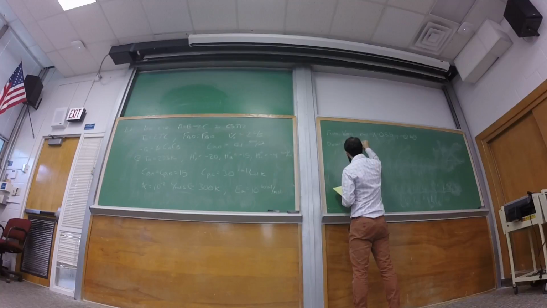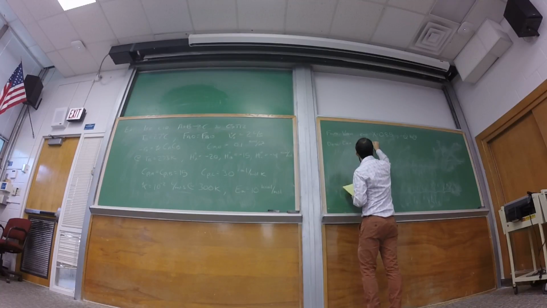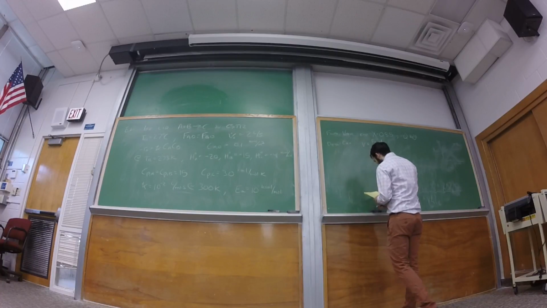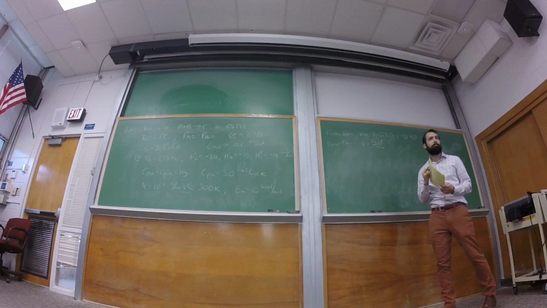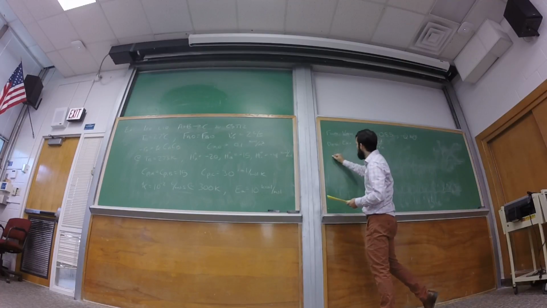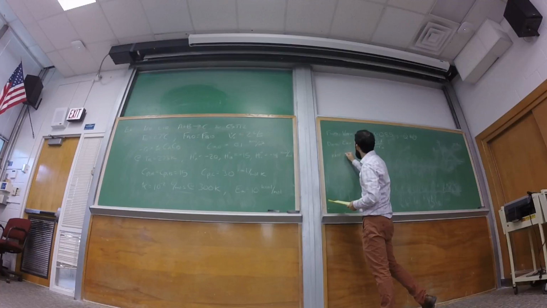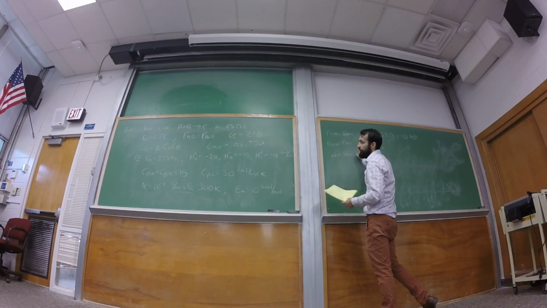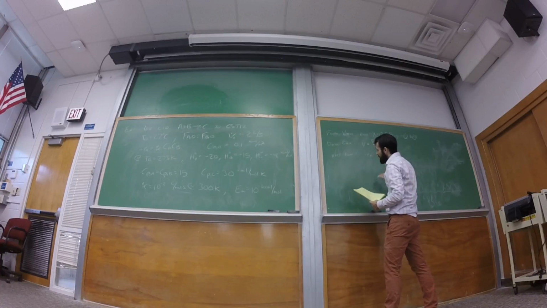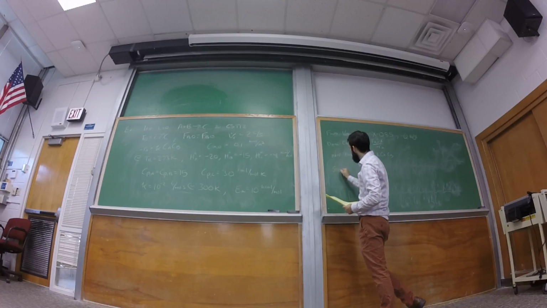For a CSTR, the volume is equal to the initial flow rate of A times the conversion divided by the rate of the reaction. Rate equation comes next, and this one's just given. And now stoichiometry.